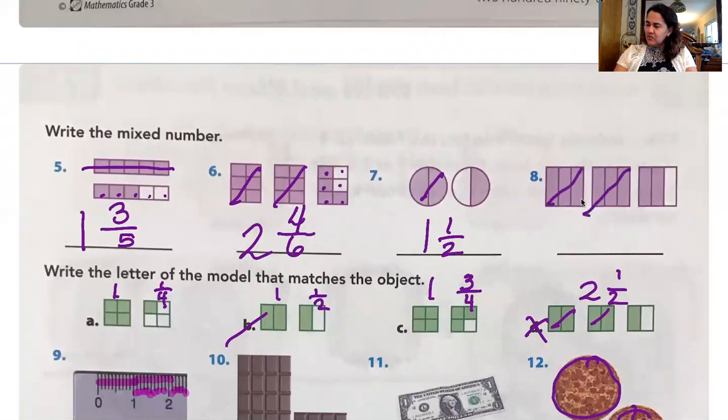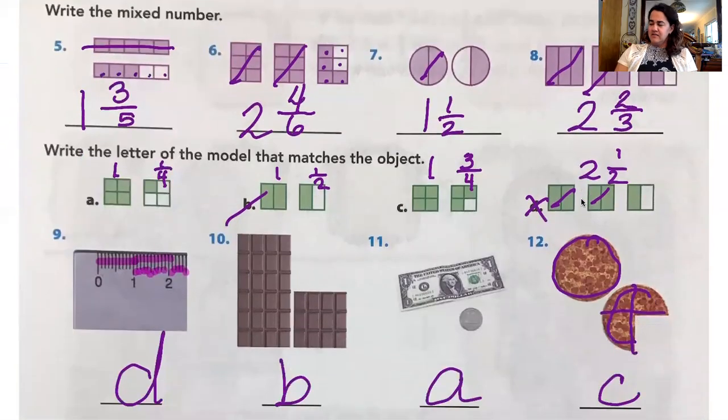All right, Jackson, do number 8. 1, 2 wholes. And what's my denominator? 3. How many are shaded? 2 out of 3. Excellent work.